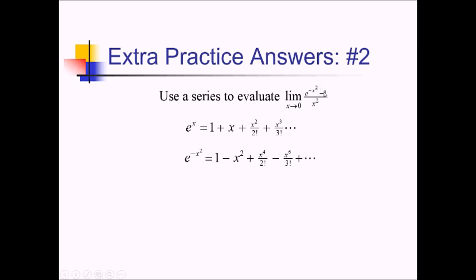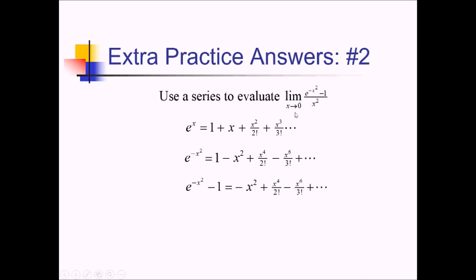We also have to subtract 1 from everything. So e to the negative x squared minus 1 is essentially going to be all of this stuff, except this 1 in the beginning is going to cancel out. So we have negative x squared plus x to the fourth over 2 factorial and all the rest of those. And at this point, I've got enough.